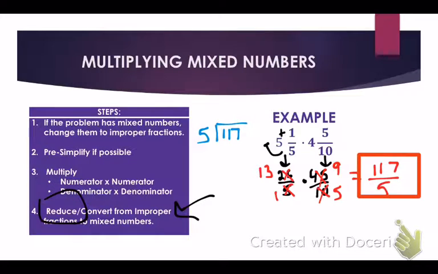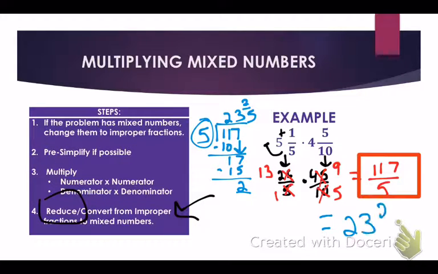5 goes into 1 0 times. What about 11? Well, it goes into it 2 times. 2 times 5 is 10. We subtract, we get 1, bring down our 7. 5 goes into 17 3 times. 3 times 5 is 15, and 17 minus 15 gives us 2 left over. That 2 at the bottom becomes our numerator. And our denominator is the same denominator we started with, or this guy over here on the side, our divisor, which is 5. Our answer is 23 and 2/5, and this guy is our final answer. We need to make sure we have that one circled.